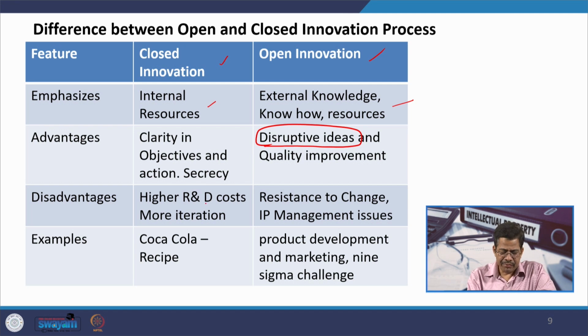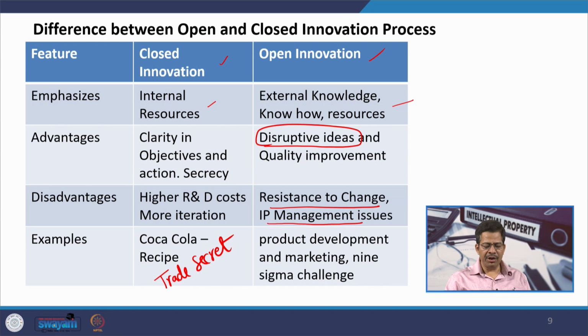In closed innovation, because everything is controlled by one organization, it may have very high R&D cost. And in open innovation, on the other hand, because nobody is actually the owner of this innovation, there may be resistance to change, and how IP rights will be shared, the management of IP issues, may also come. In the example of closed innovation, the Coca-Cola recipe is very popular; that is a trade secret example.